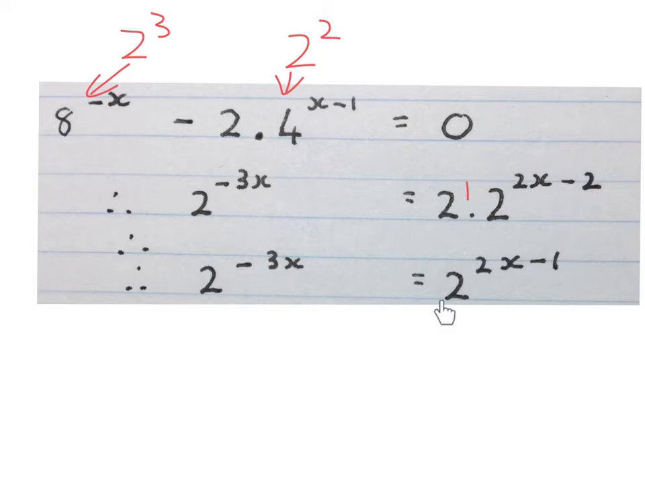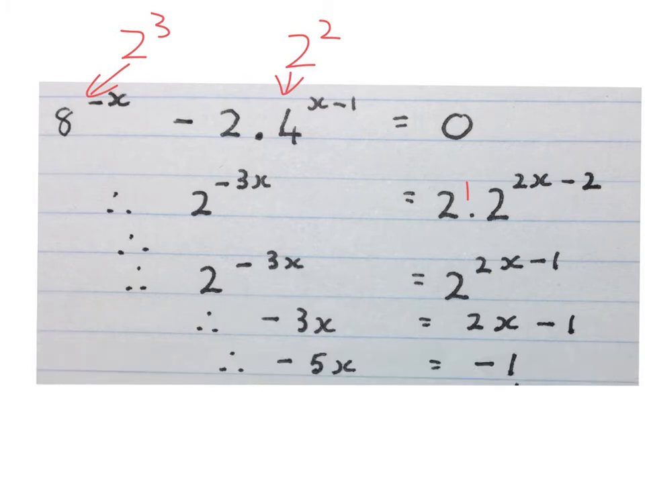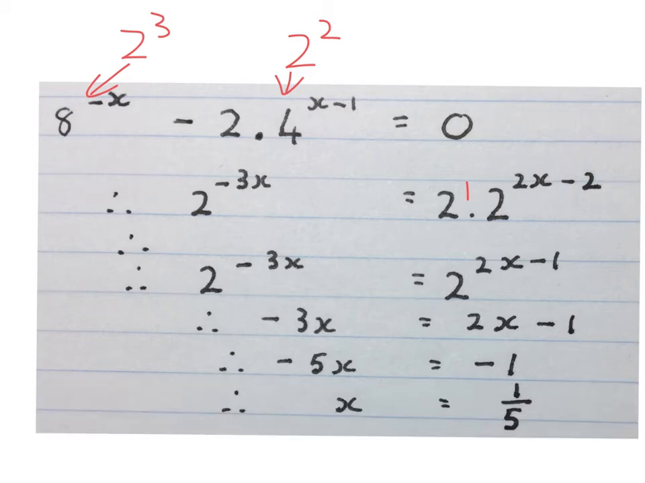Because the bases are the same, I may drop the bases. Then we have minus 3x equals 2x minus 1. We subtract 2x on both sides to get the x's to one side, and we get minus 5x equals minus 1. And then we divide by minus 5 on both sides. Then we get x equals 1/5.